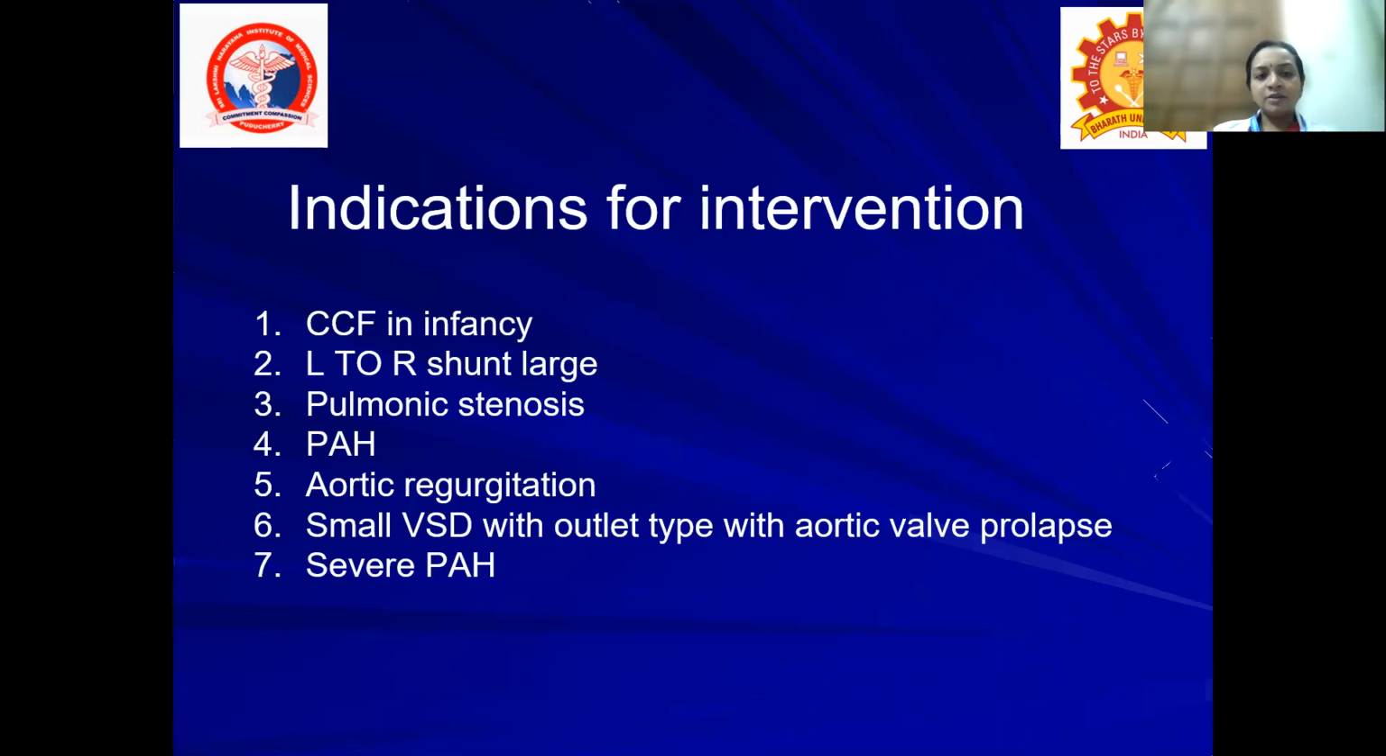Indications for intervention are congestive cardiac failure in infancy, a large left to right shunt, pulmonic stenosis or pulmonary arterial hypertension, or aortic regurgitation, a small VSD with an outlet type with an aortic valve prolapse, or a severe irreversible fixed pulmonary arterial hypertension.